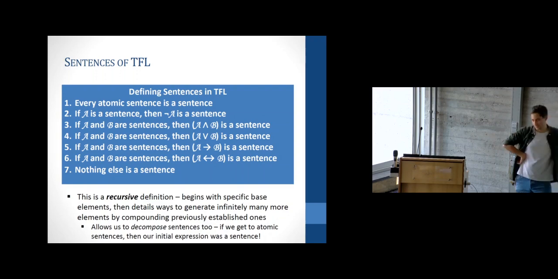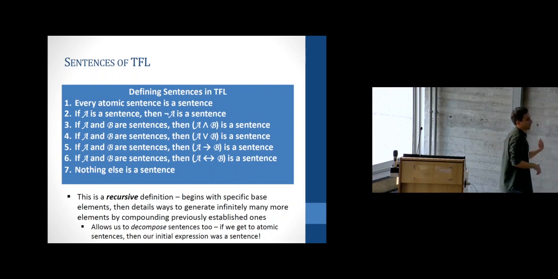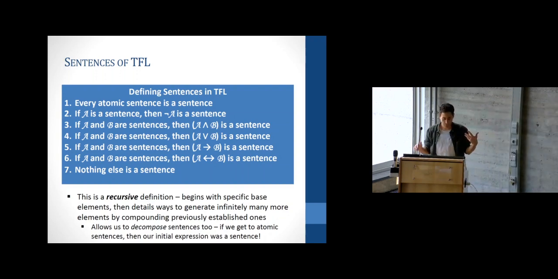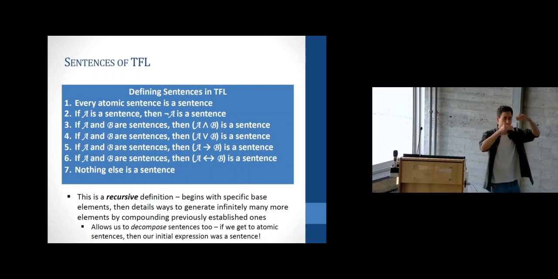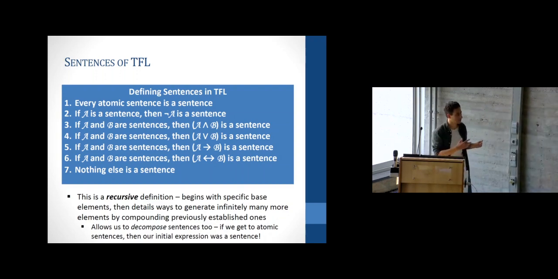And some cool logic words. This is a recursive definition, because it specifies the base case, the base element, which is the atomic sentences. And then it gives you a rule to generate infinitely many sentences by applying the rules again and again. If you're familiar with examples in programming, you also have recursive programs that reapply themselves until they hit some base condition. This is similar, but that's not important.